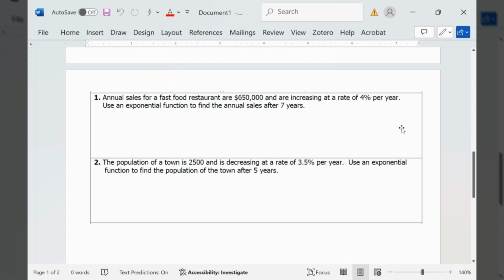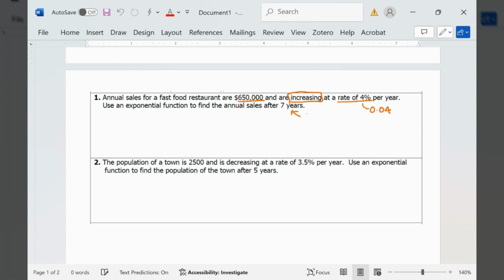Let's look at this word problem. First, annual sales for the fast food restaurant are 650,000 and are increasing. That's the word that you're going to identify. Increasing at the rate of 4%. 4%, that's 0.04, per year. Use an exponential function to find the value of annual sales in 7 years.